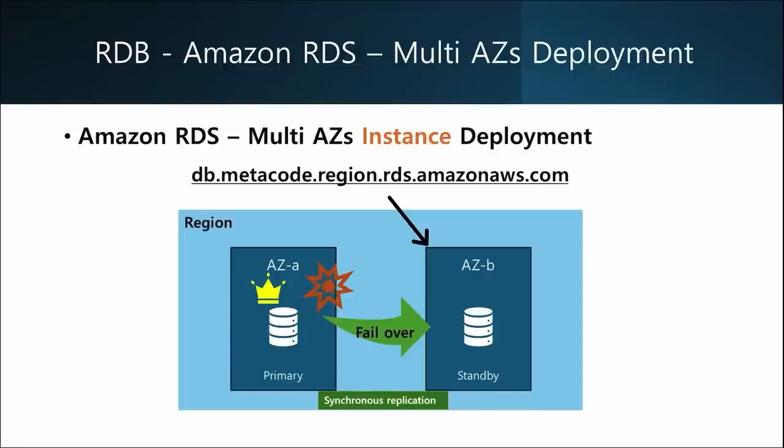The primary and standby are synchronously replicated in this multi-AZ instance deployment. When failover occurs, the standby becomes the primary. The primary is on standby. However, this standby does not support read or write. You can think of this instance deployment as only one working.